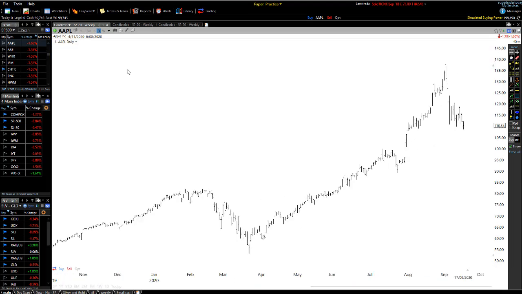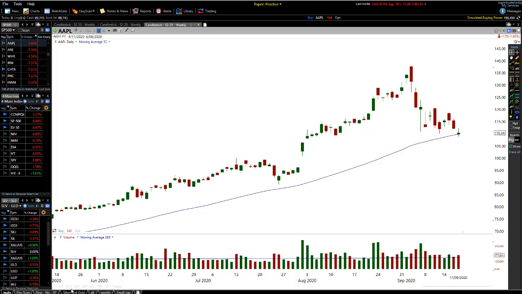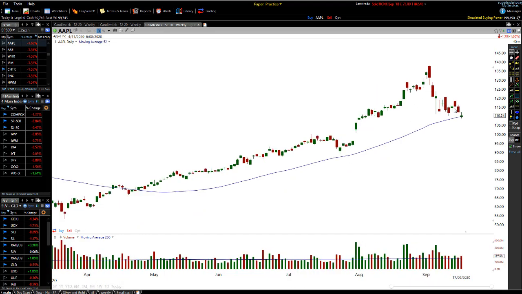Actually, you know what? Apple's actually not looking that bad at all. We're just having a bit of a pullback. So we may continue off here, or we may not. But Apple is very high right now as well. So we're starting to get a bit of weakness here in the market. We'll see what actually happens through there.